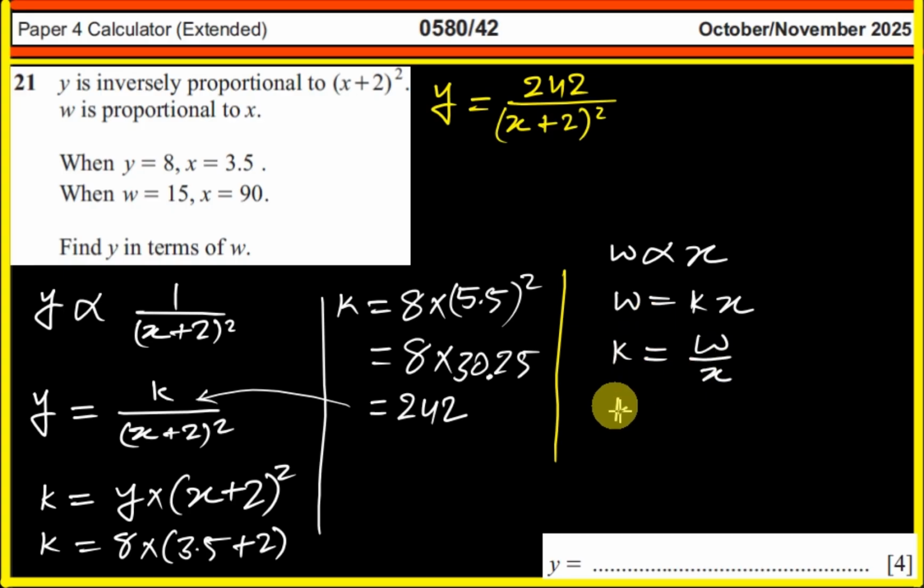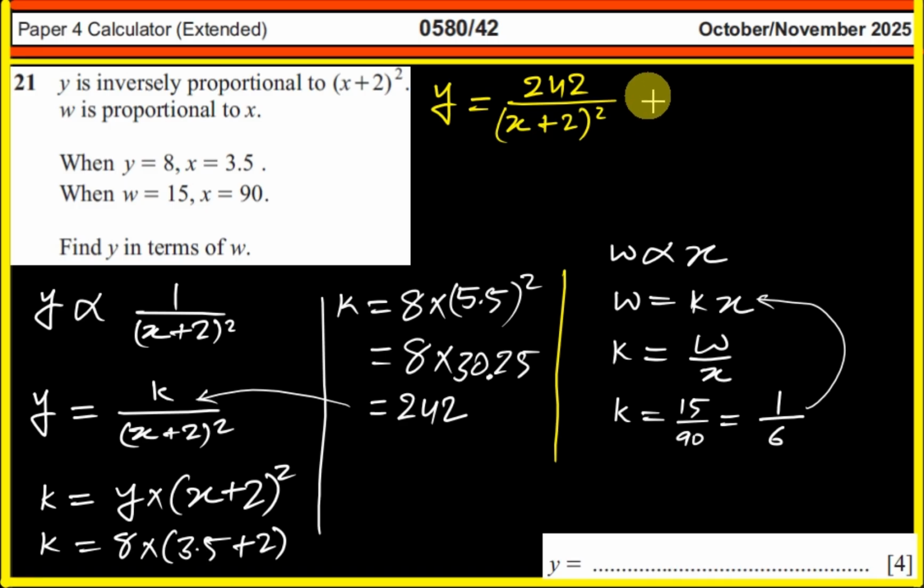Now to find the value of k, we can substitute the values of w and x from here. So w is 15 and x is 90. If we simplify it, dividing up and down by 15, we get 15 times 1 is 15, 15 times 6 is 90. So see, we got this constant value k is 1 upon 6. So this value of k we can replace here.